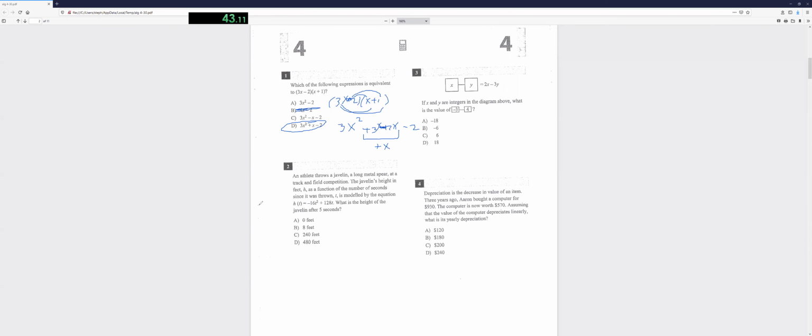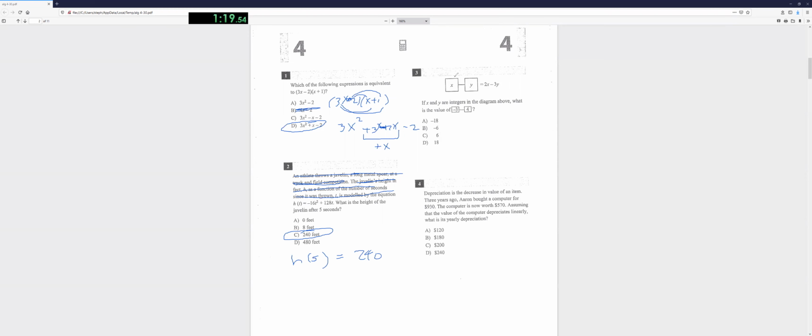An athlete throws a javelin, a long metal sphere at a track and field competition. We don't care. The javelin's height in feet is given by a formula. All we need to care about is that this is a height function. What is the height of the javelin after 5 seconds? So basically, we want to input 5 and figure out what the result is. Grab your calculator. Negative 16 times 5 squared plus 128 times 5 gives us 240. Boom, done.